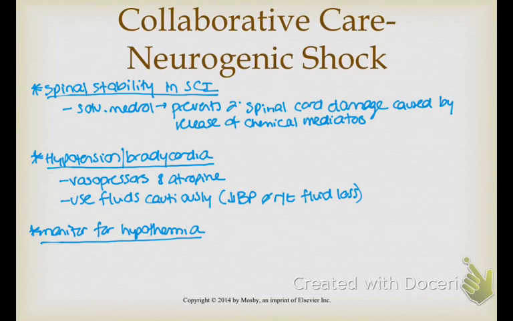And again, is this somebody that we throw fluids at? No, because they didn't lose fluids. Unlike septic shock where there's kind of fluid loss. Unlike hypovolemia where there's obvious fluid loss. These patients did not lose fluid. They just have this massive vasodilation. And remember, because they're vasodilating, they're at risk for hypothermia.